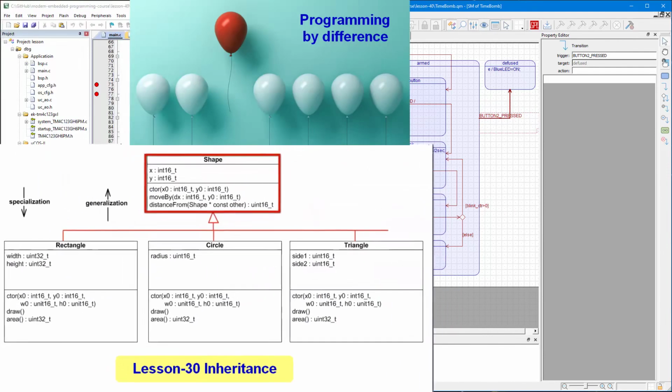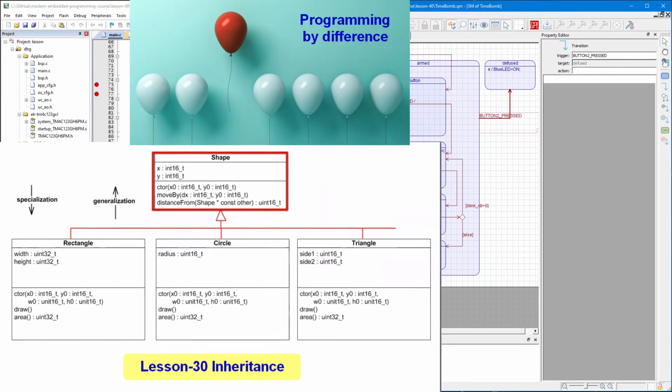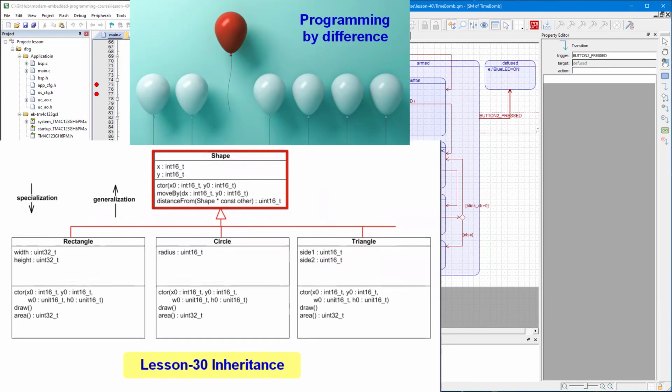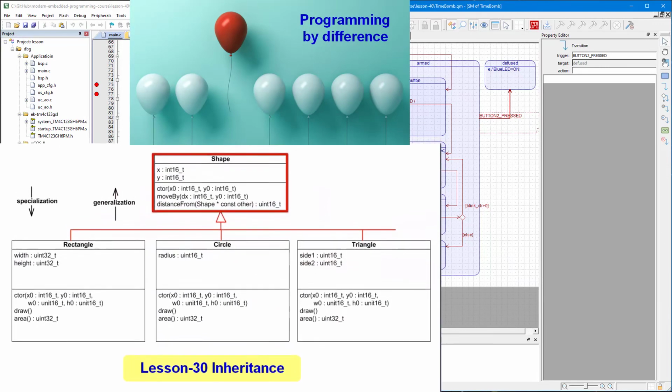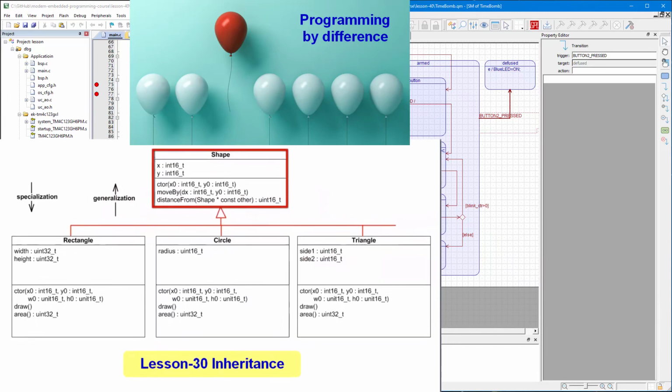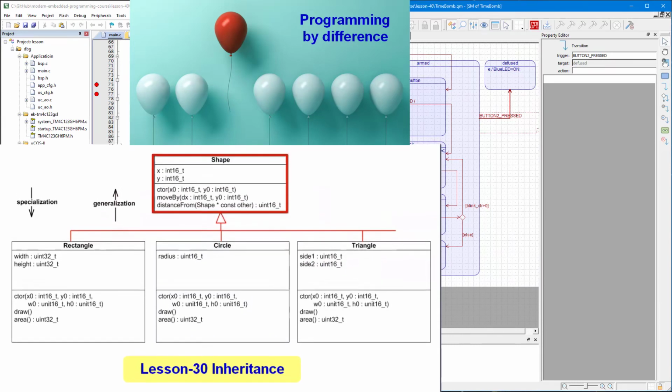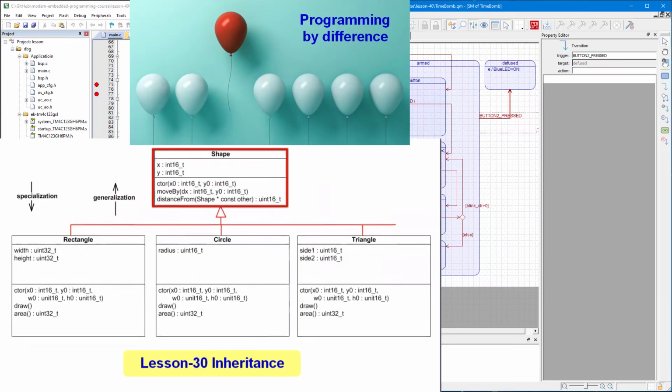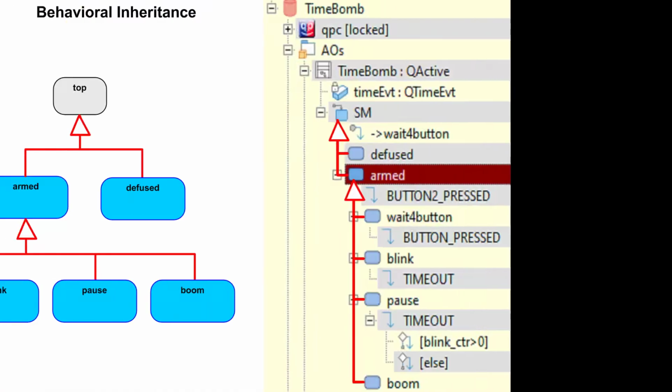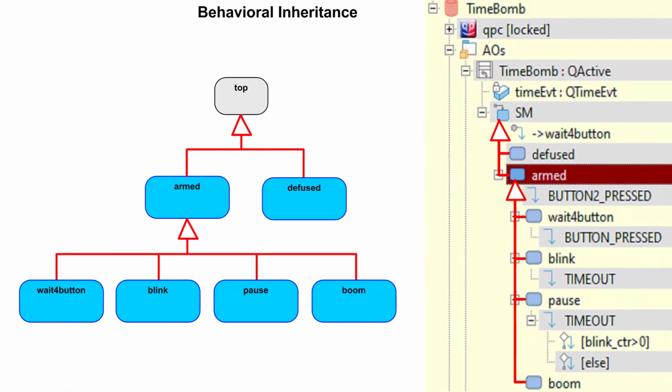Another occasion when you've applied programming by difference was in lesson 30 about inheritance. You learned there that inheritance is a mechanism of capturing commonalities in a higher level superclass in order to reuse them in the lower level subclasses. So you can also think of hierarchical state nesting as a form of inheritance called behavioral inheritance, in which substates inherit the behavior from their superstates.